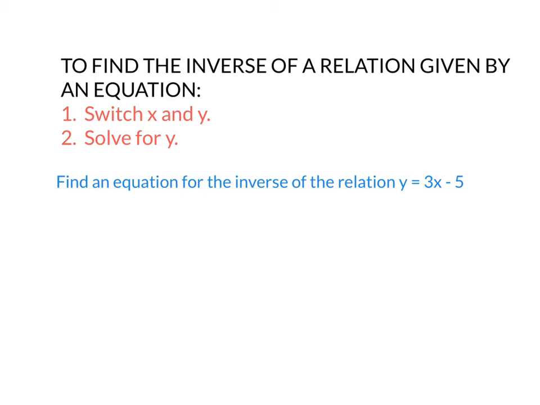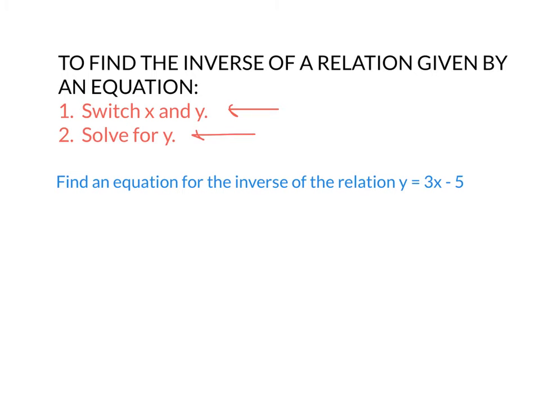This says find the inverse. To find the inverse of a relation given by an equation, there's really two steps to it. Number one, you take the x and y's and you switch them, and then you solve for y. And I'm going to show you one right here. The bottom part here says find an equation of the inverse for this relation, y equals 3x minus 5. So what I'm going to do first is switch my x and y, which is kind of a weird step when you think about it. Then your job is to solve for y.